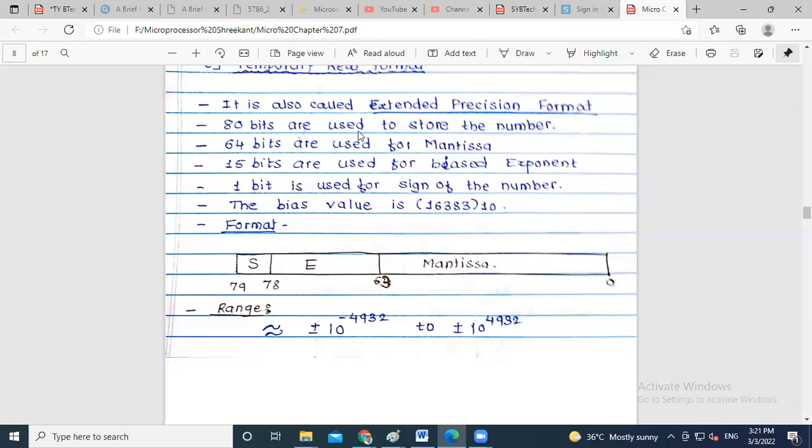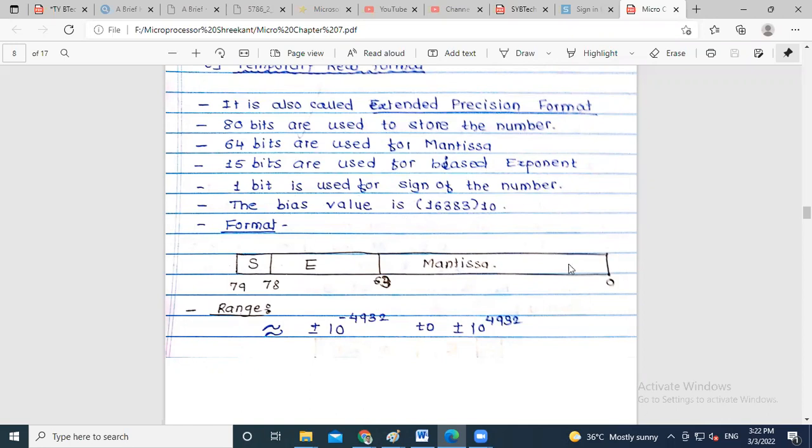Is nothing but 80 bits used to store the number: 64 bits are used for the mantissa, 15 bits are used for the exponent, and the last one bit is used for the sign of the number. Okay, so this one we have to use. Next is the bias value, which is 16383, an approximate number in base 10.